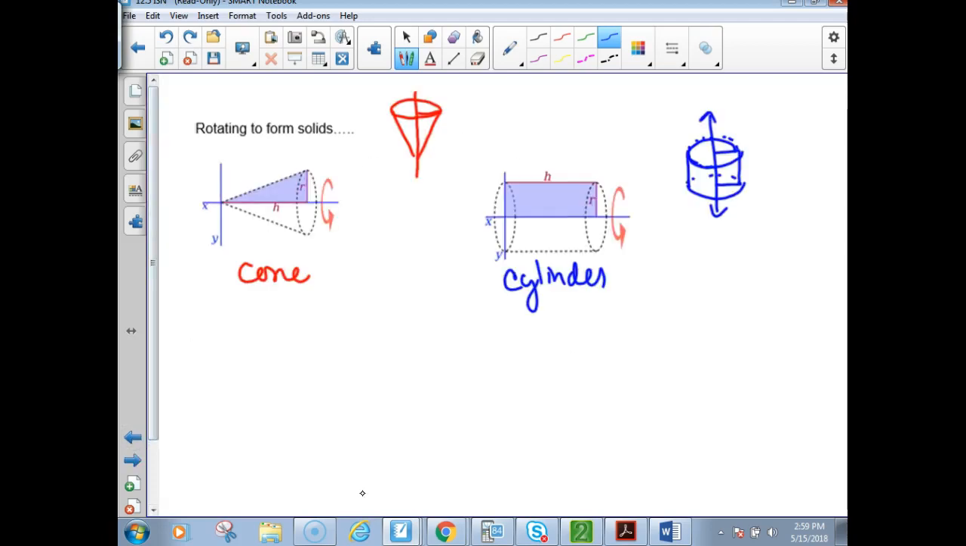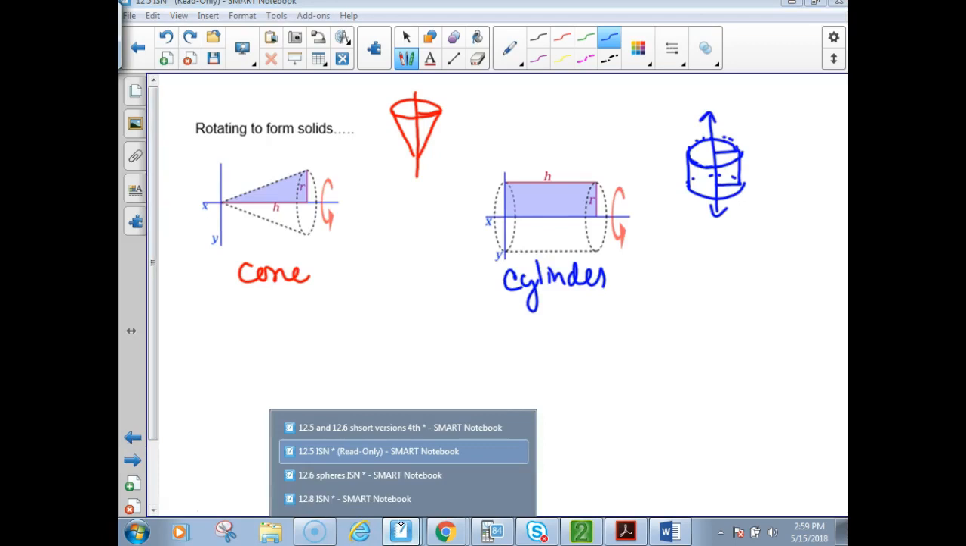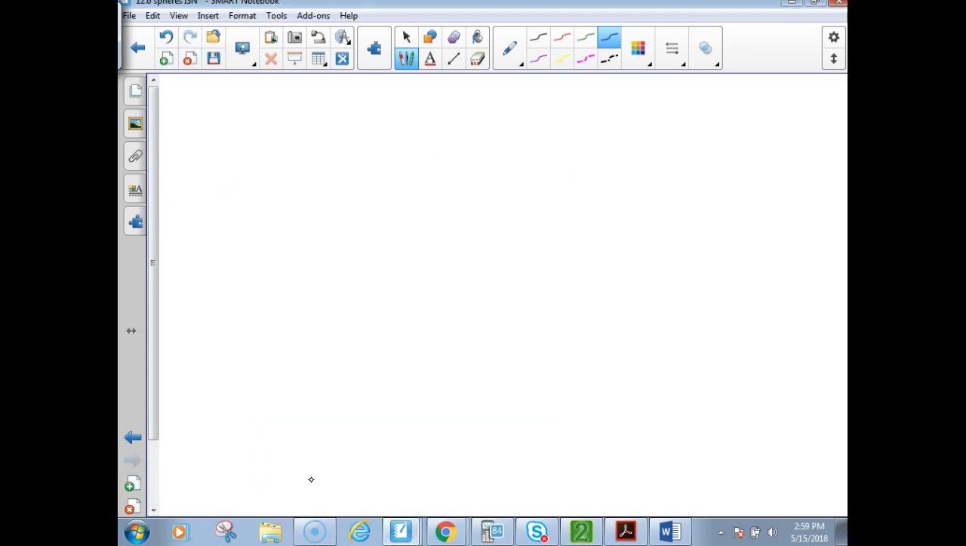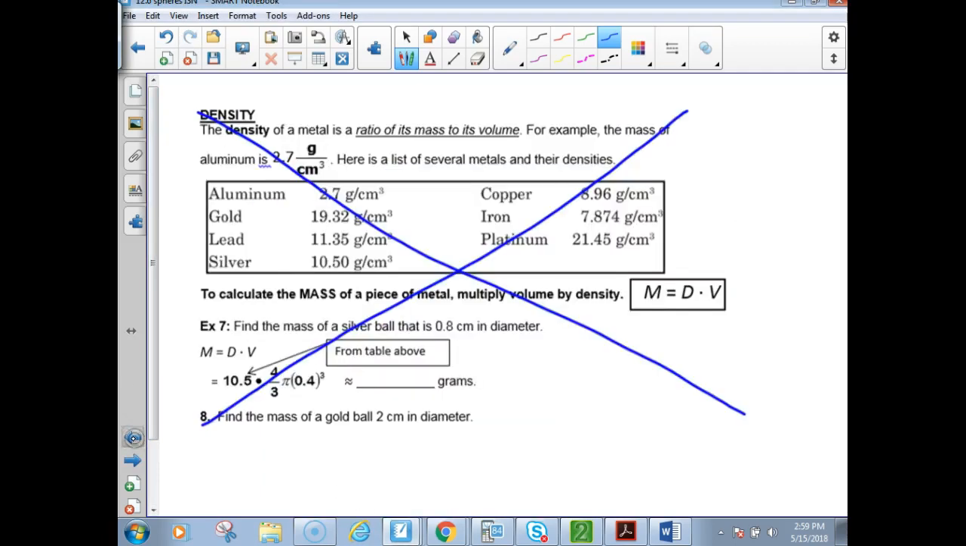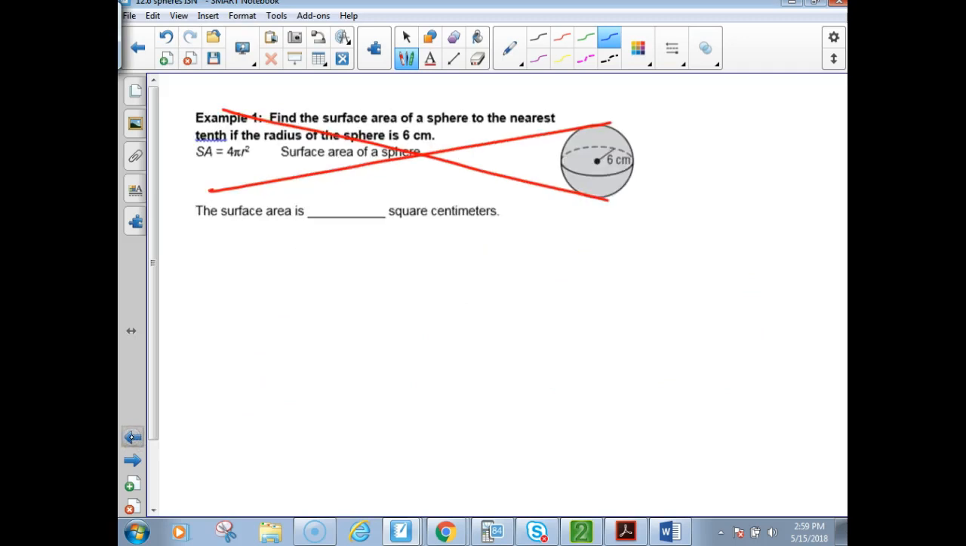Okay, that's it for that ISM. That was the 12.5. Let's go to the spheres ISM, please. Got some stuff to cross out.